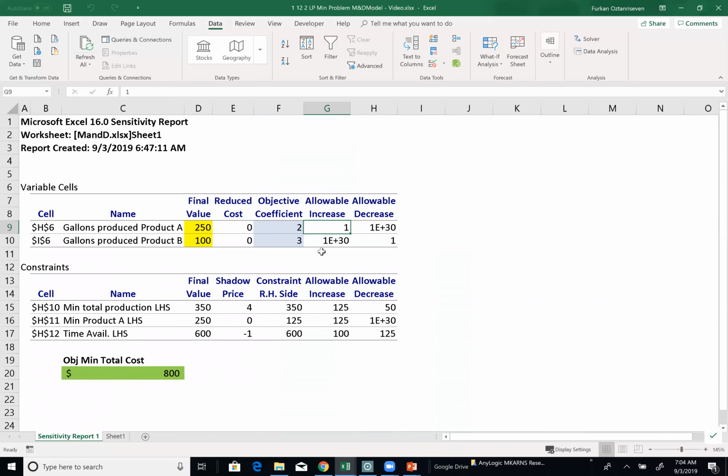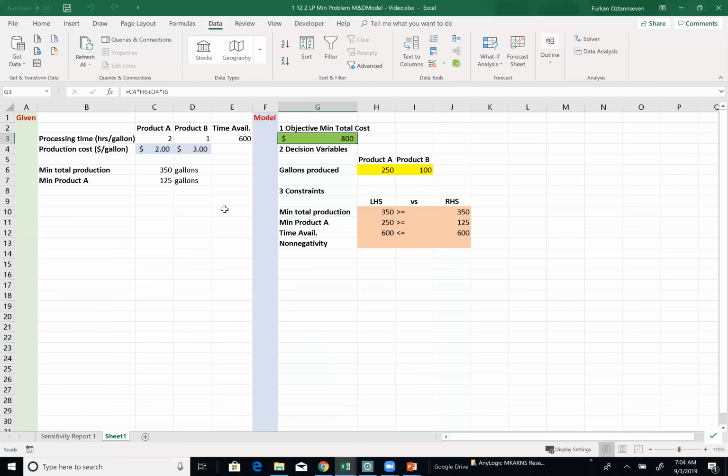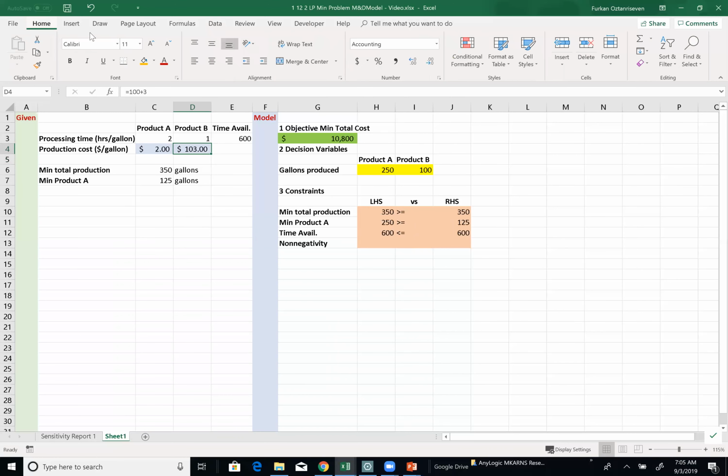So what happens if I increase the cost of, let's say, B, something really big, right? This means 10 to the power 30. Still, my solution should not change. Let's see whether that's the case. So if I increase this by so much, let's say $100, so now it costs me crazy, like $10^3, and see whether it's gonna impact my solution. And according to my calculation, these numbers should not change.